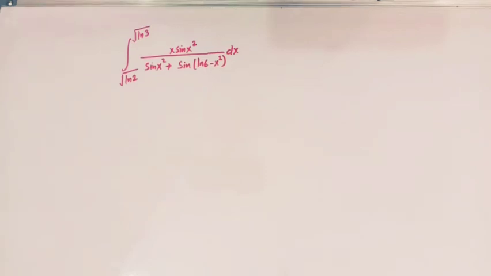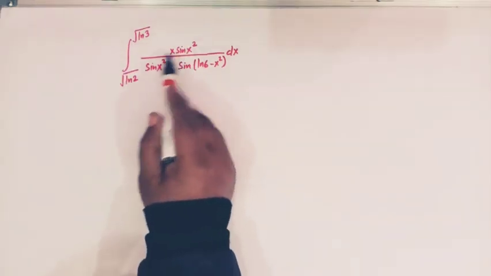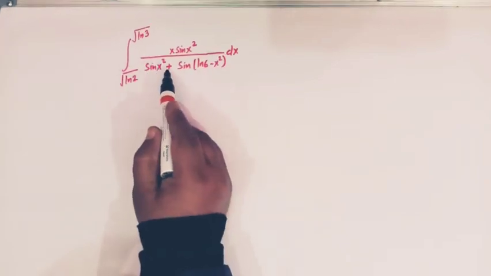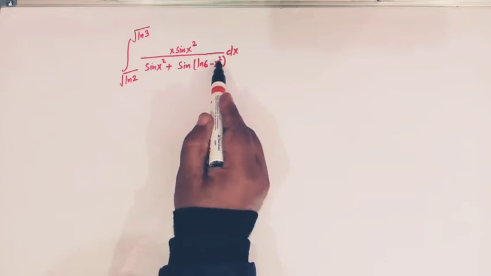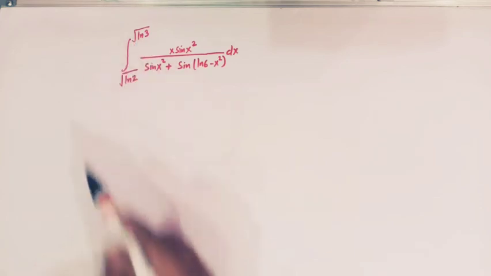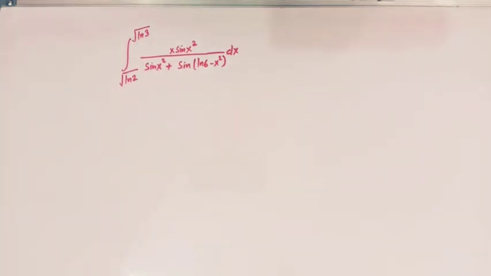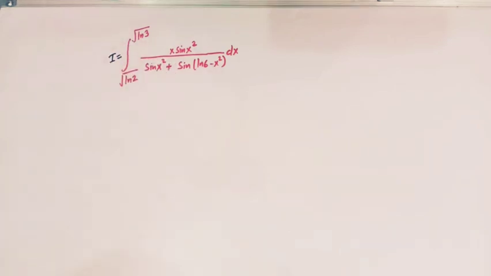Hello viewers, in today's class we are going to solve one important definite integral. So here we have the problem: we have to integrate x sin(x²) over sin(x²) + sin(ln 6 − x²), from √(ln 2) to √(ln 3). Now let us call this integral I.